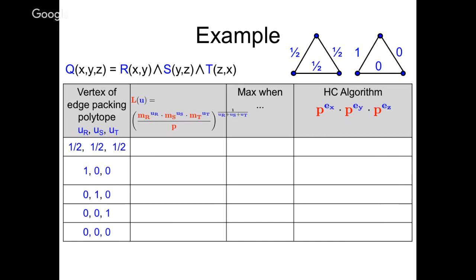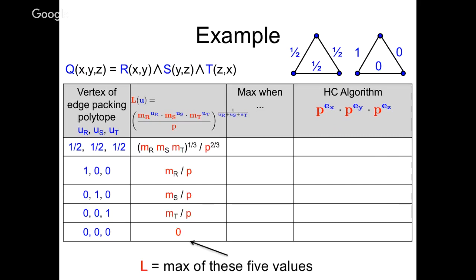Here is what the theorem tells us to do. It tells us to compute this formula for each of these fractional edge packings, which I did. And as you can see here, we get some trivial lower bounds. Of course, a load is going to be at least the size of R divided by P. This is a super trivial lower bound. We need to take some maximum of all these lower bounds, and that maximum is the correct bound of the query.